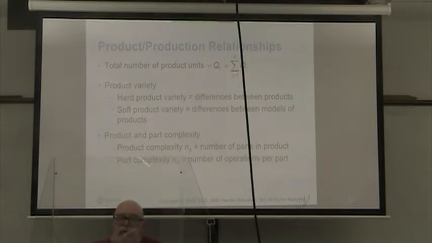All right, so, of course, in operations research class, you probably talked about how we decide on the mixture of products that we're going to make. So the total number of product units we call QF. Q usually stands for quantity in these kinds of formulas. It's going to be equal to the summation from J equals 1 to P, which is the number of products, of the quantity of each product that is made.